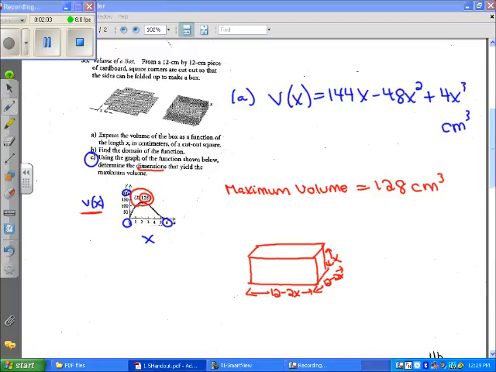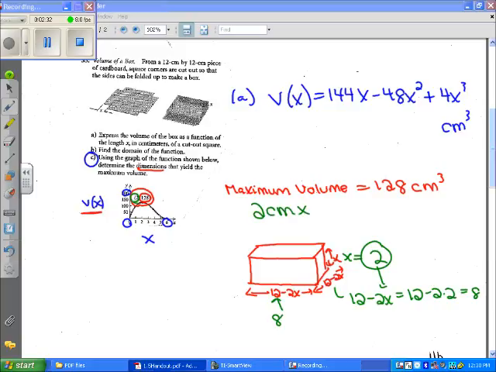If I want to find what the actual measurements are, I know that x is 2. For 12 minus 2x, I plug in 2 for x. I get 12 minus 2 times 2, which is 12 minus 4, giving me 8. This also gives me 8. So the dimensions would be 2 centimeters by 8 centimeters by 8 centimeters.